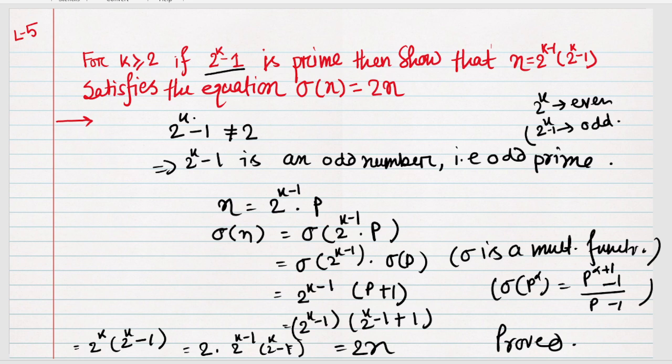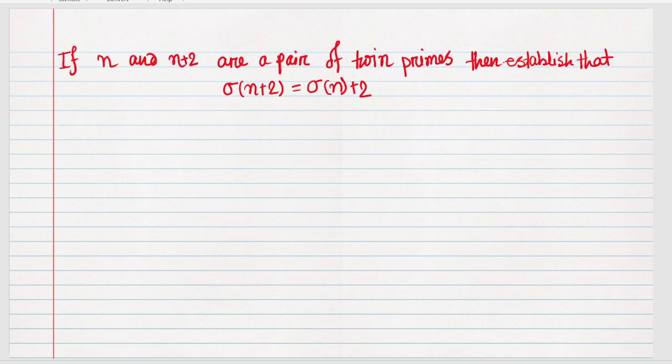So in our next question, we have: if n and n plus 2 are a pair of twin primes, then establish that sigma of n plus 2 equals sigma of n plus 2. Initially we have to know what a twin prime is. Two numbers are said to be twin primes, for example, 3 and 5 are twin primes.